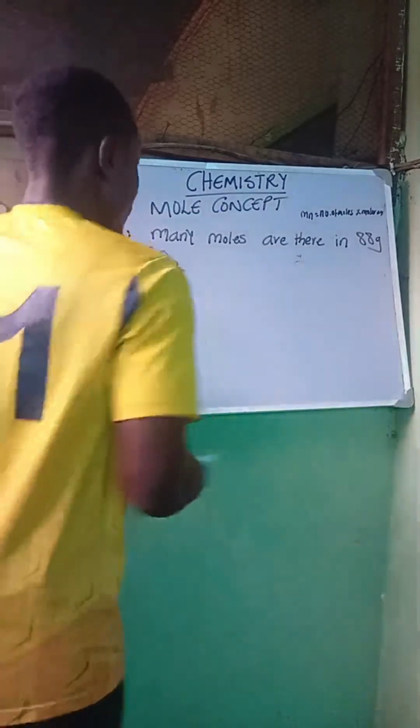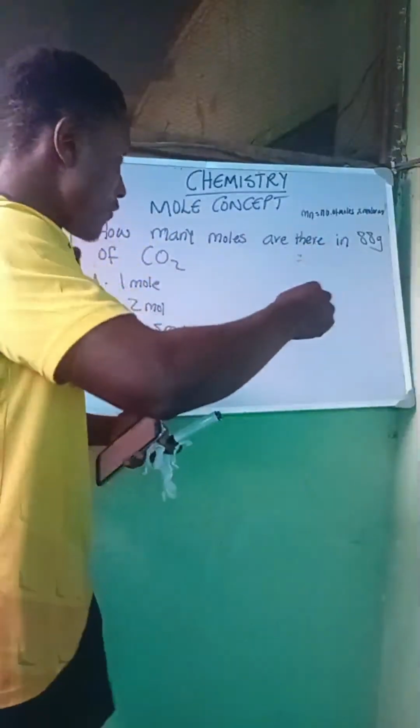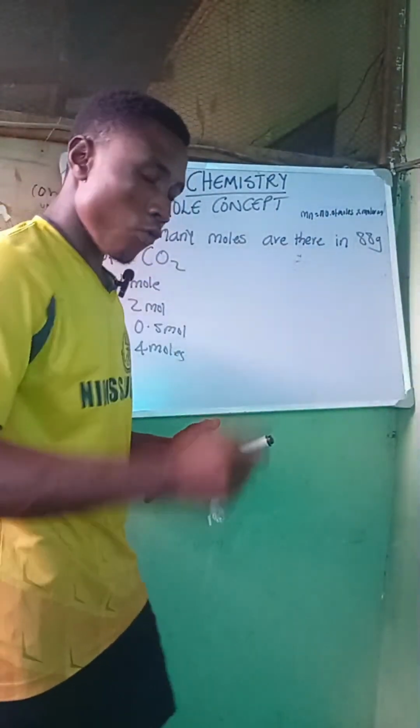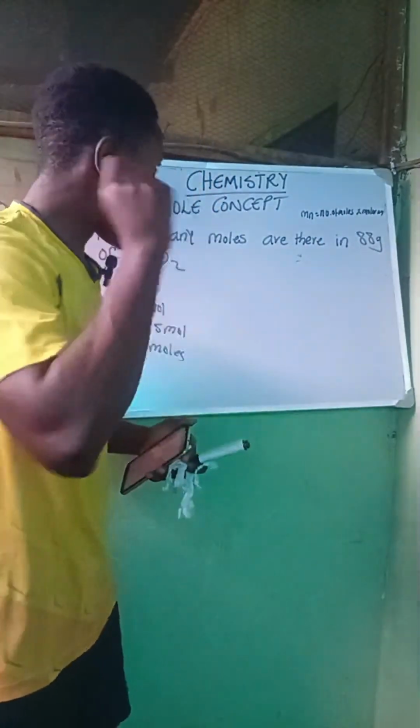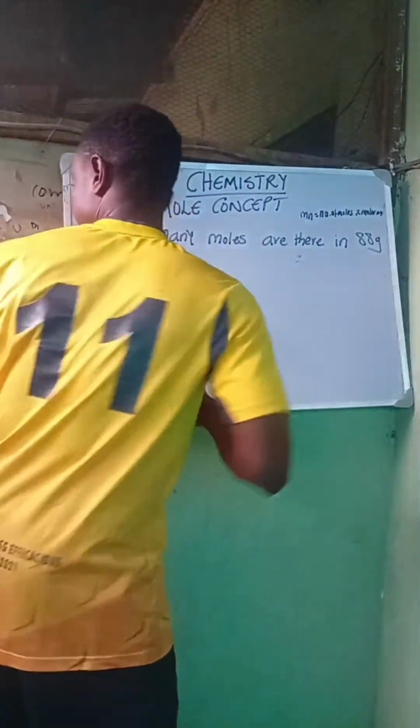How many moles are there in 88 grams of CO2? What we are looking for is the number of moles.